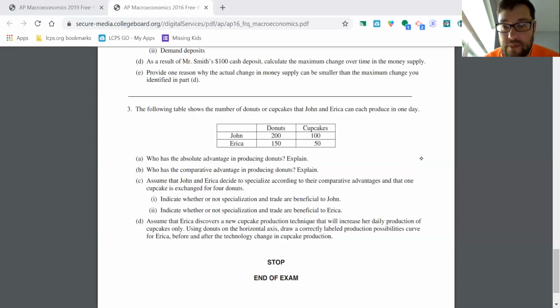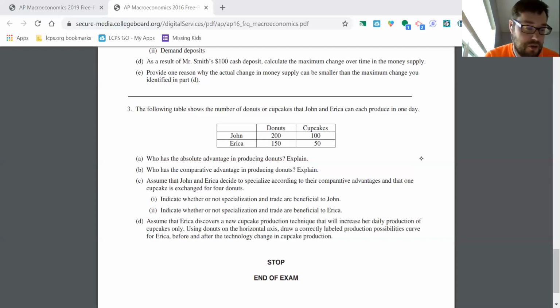So what's going on here is that the price is 1 cupcake for 4 donuts. So the value of cupcakes is too high, right? And the value of donuts is too low. We need to change that ratio. Now the question isn't asking us about the ratio, but if we know we're outside of that range, we can figure out. So essentially, whoever is producing donuts is getting the short end of the stick, right? And whoever is producing cupcakes is getting a pretty good deal, right? Because they're getting more donuts for that cupcake than they ought to.